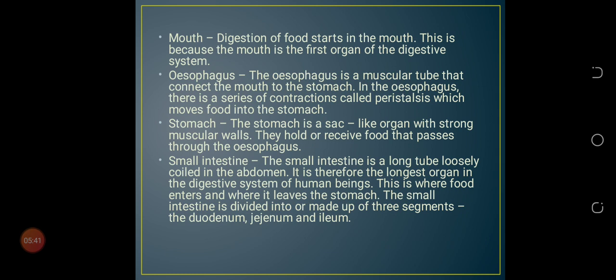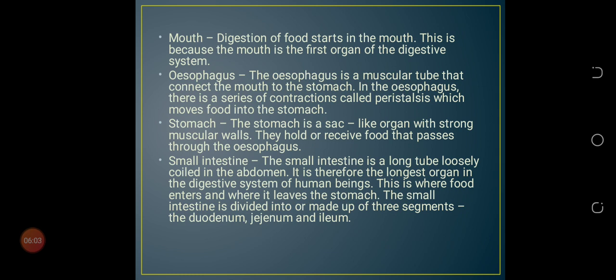Now, digestion of protein begins in the stomach. We know digestion of starchy foods is done in the mouth. So digestion of protein begins in the stomach. From the stomach, the food moves into the small intestines.